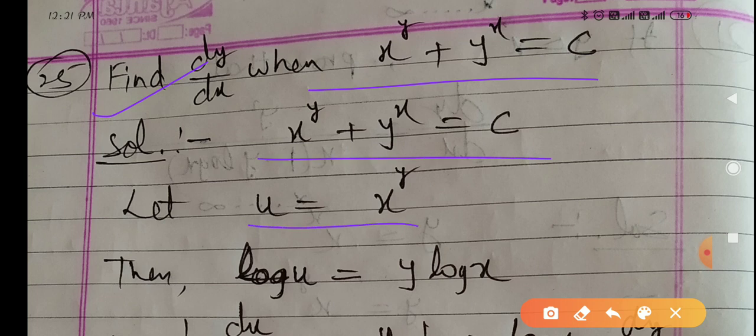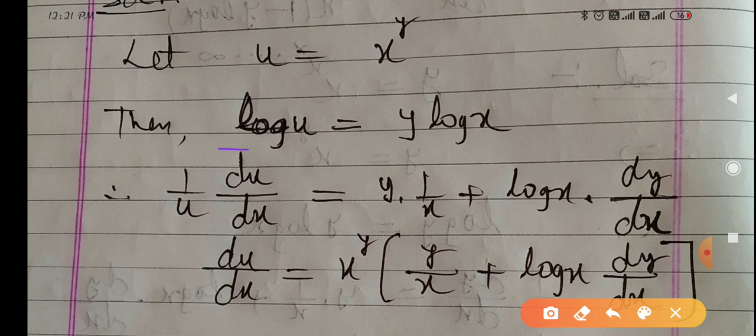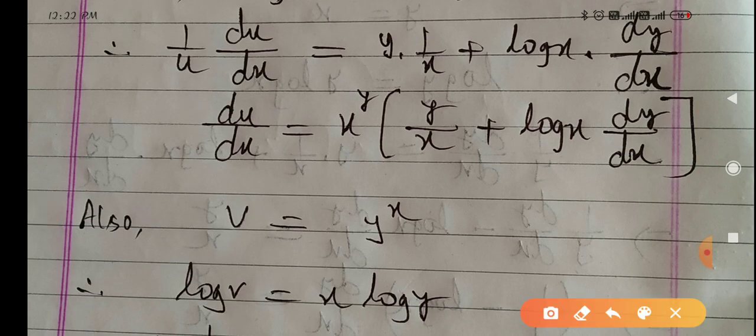Here I have taken u equals this first term, v equals this second term. So u equals x to the power y. Take log both the sides: log u equals y log x. Differentiate both the sides with respect to x: 1 upon u du upon dx equals y same, differentiation of log x, 1 upon x, plus log x same, differentiation of y, dy upon dx. Take u to RHS. So it will come x to the power y, y upon x plus log x dy upon dx.